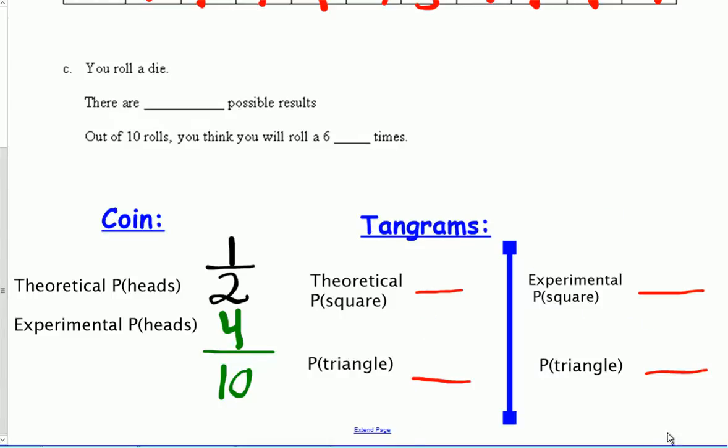Try to figure out these 4 probabilities based on your information. So you and your partner's information may be different, or I'm going to say probably will be different for these 2. But your theoretical probabilities based on the bag, based on what you all started out with, what is the probability of getting a square? What is the probability of picking a triangle? Pause the video, try them out, come back.